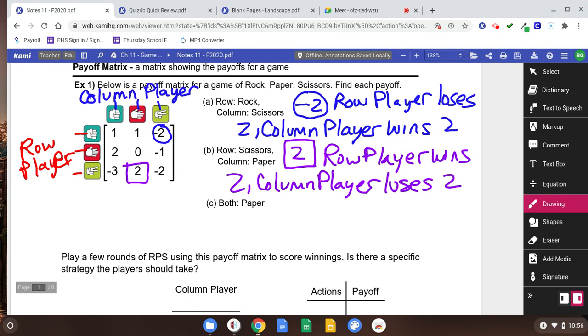Zero-sum game. So then if both play paper, what number are you looking at if both play paper? 0 right there, right? So it's a tie. Neither win, neither lose.